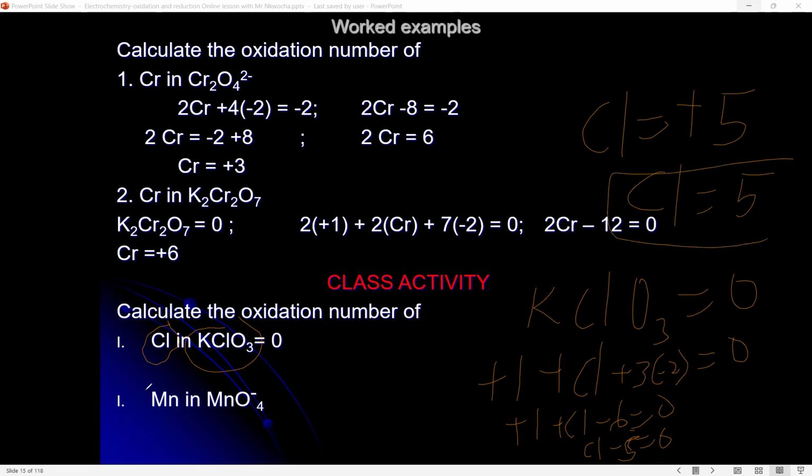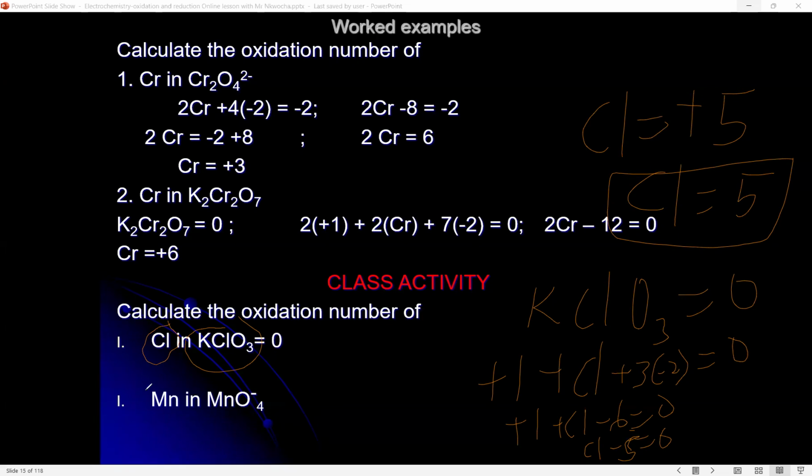This one is wrong. You cannot say Cl is equal to 5 because you are not doing monetary chemistry. It's not money we are writing, it's chemistry we are doing. So +5 shows that it's positively charged, not just ordinary 5. If you write ordinary 5, I will not mark it for you in WAEC. So that is the rule.